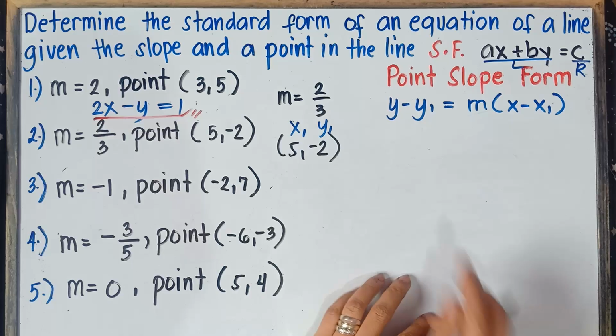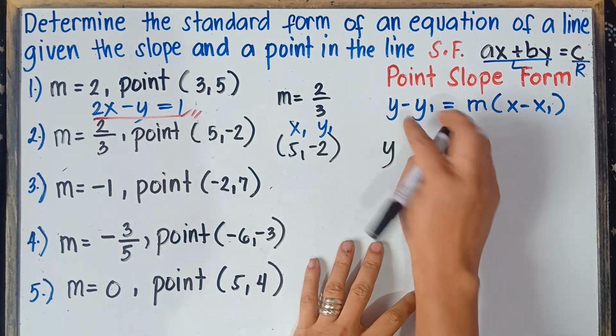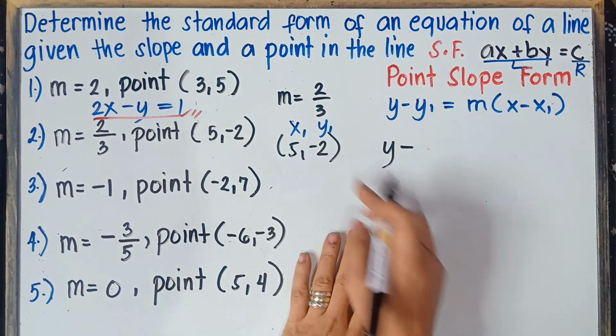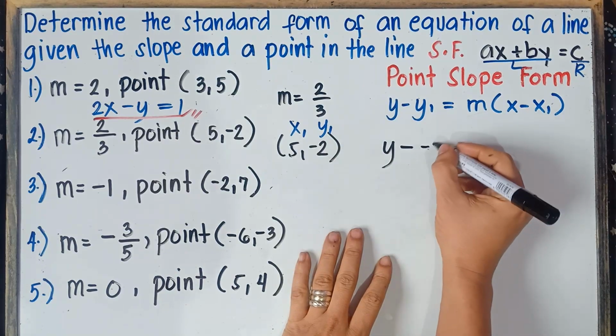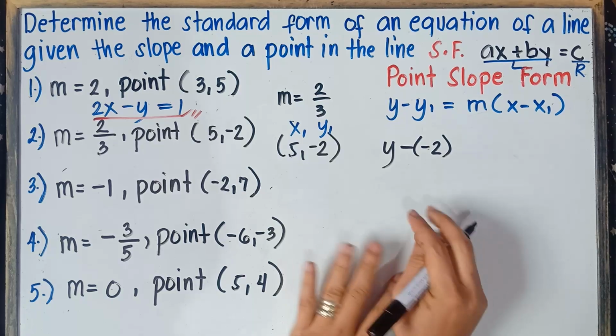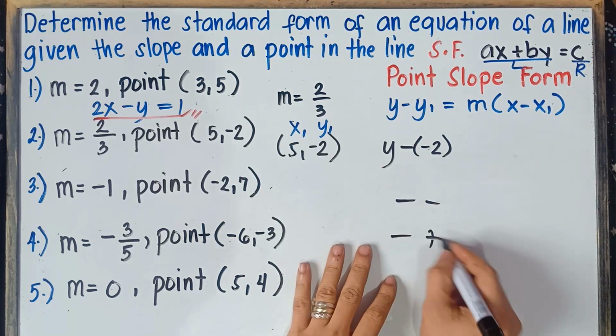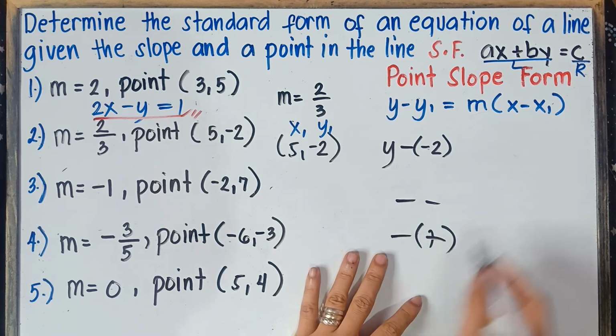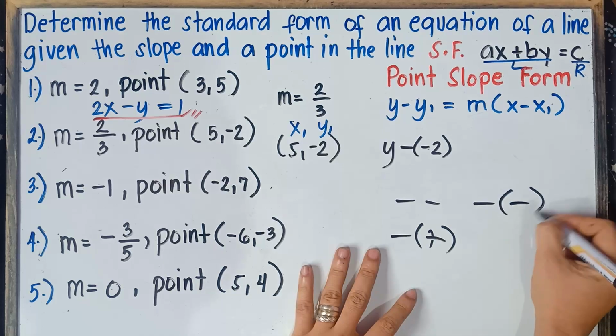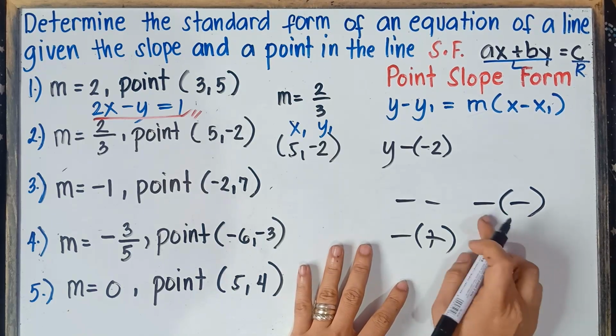Alright, so simply substitute. So copy y, copy minus sign, and then the value of y sub 1, that would be negative 2. So therefore, we need to put parentheses because we're not allowed, class, to have two signs close to each other. If you have negative, positive, therefore you need to put parentheses. If you have negative, negative, you need to put parentheses because you need to multiply the signs.